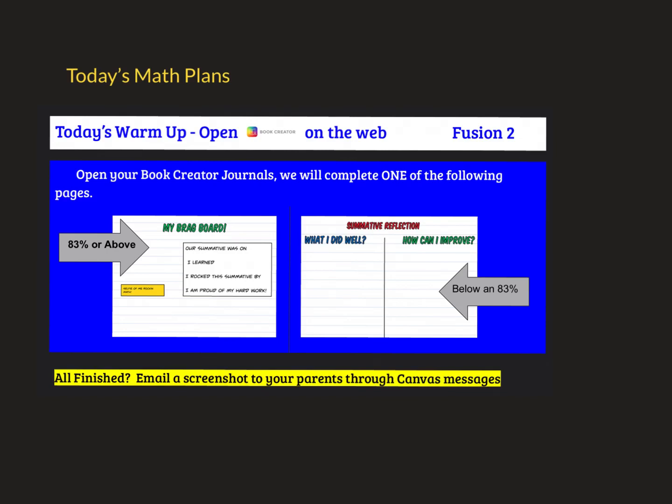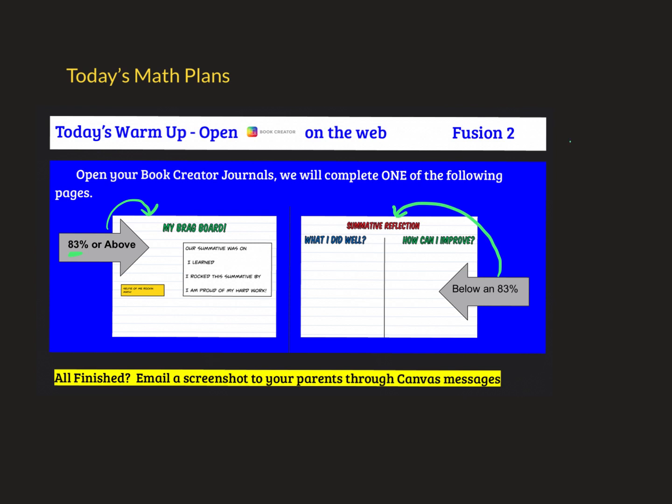Hello, my math friends. The first thing you're going to do today in math class is your Book Creator test reflection. Remember, if you score above an 83, you're going to make a copy of your Whiteboard here, fill out the questions and what our summative is on, what you learned, and put in your photo of your awesome work. If you're below an 83, then you're going to do your test reflection here.